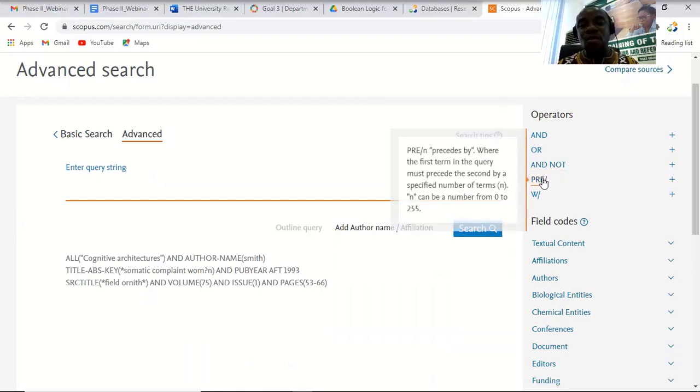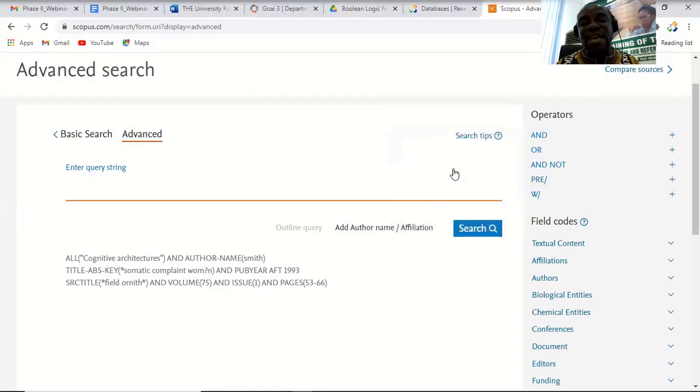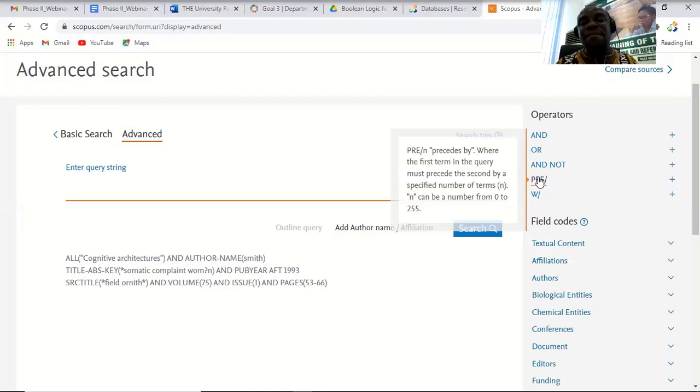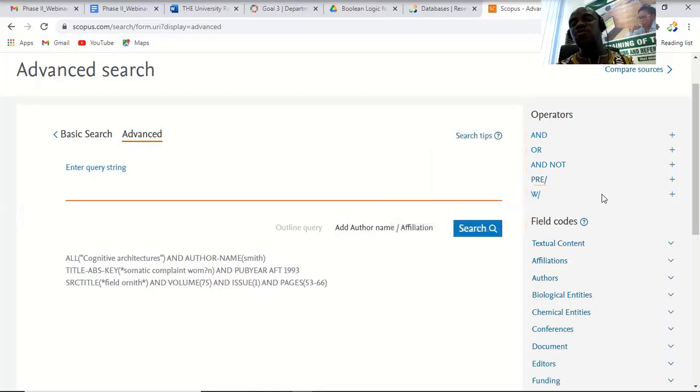It says pre. All right. So in this database, it's a pre/number means preceded or precedes by, where the first term in the query must precede the second by a specific number of terms. All right. In fact, this is what we used to call the proximity operator. You see, the nearness. So it is telling you should define by how many other terms or words this particular term you are entering should be preceded. So the n here, okay, the n represents the number of word distance, okay, from the term that you have entered. We are not going to be using any of that.